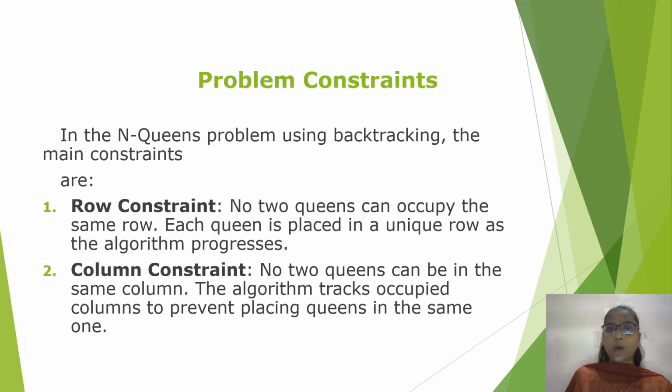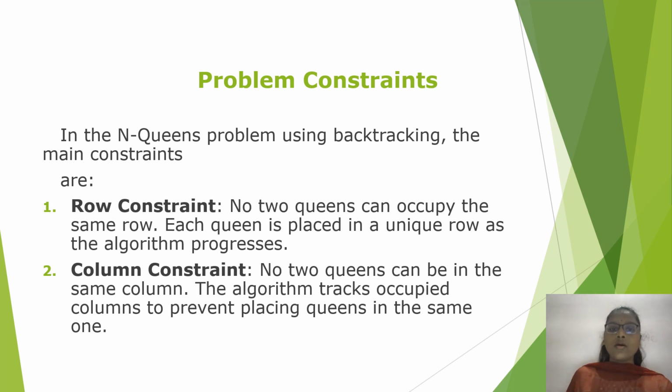Next, we are going to the problem constraints in backtracking for the N-Queens problem. In the N-Queens problem, using backtracking, there are three main constraints. First constraint is a row constraint. No two queens can occupy the same row. Each queen is placed in a unique row as the algorithm progresses.